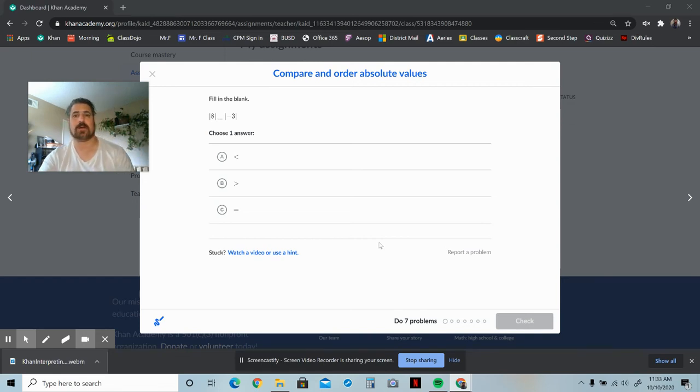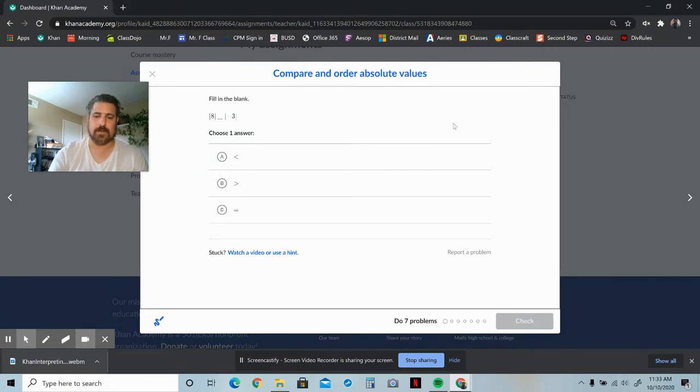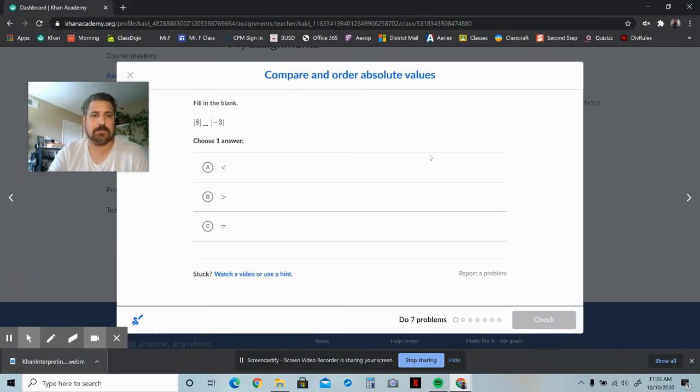This one's on comparing and ordering absolute values. So I think once you get the hang of this, it'll be pretty simple. Let me just enlarge as much as possible for you guys. So remember, absolute value is the distance from zero. So how far is the inside amount from zero, basically.